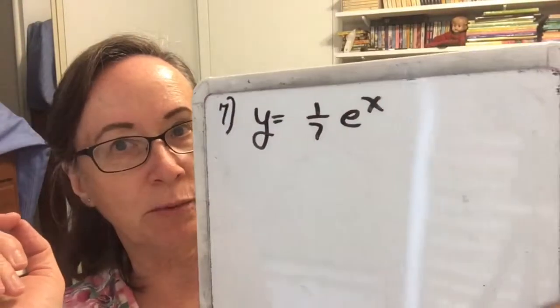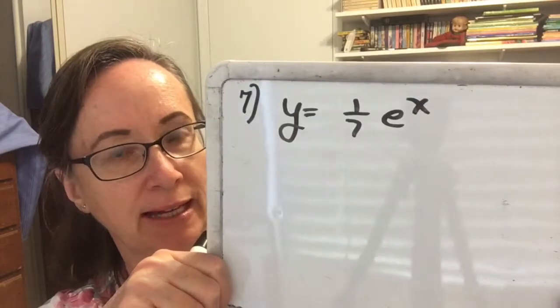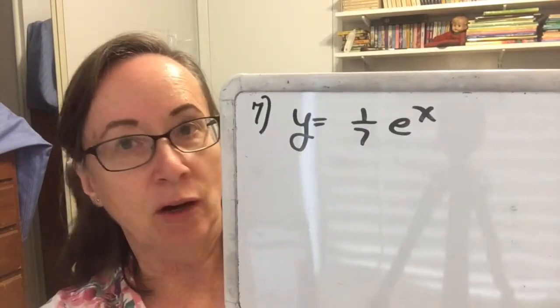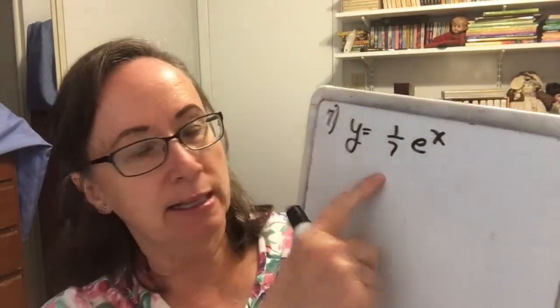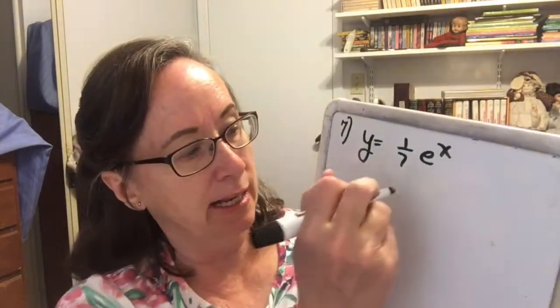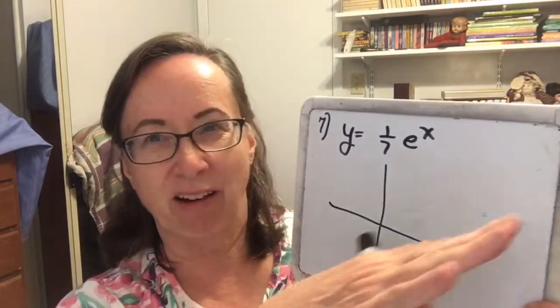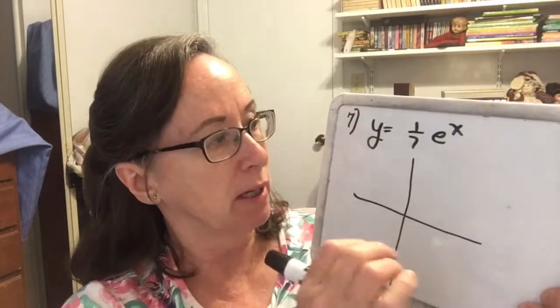All right, so now we're working on number 7, which is y is 1/7 e to the x. So this is going to be your normal e to the x function with a shrink, right? Because the 1/7 is less than 1. It's going to be a vertical shrink or compression. And so this one should just be what I call flatter. It should have a gentler slope instead of a sharper slope.